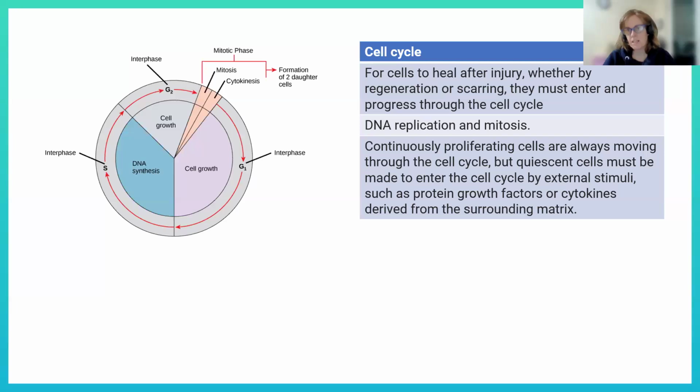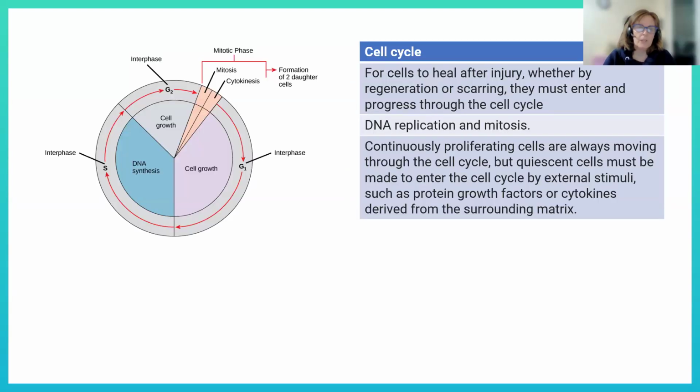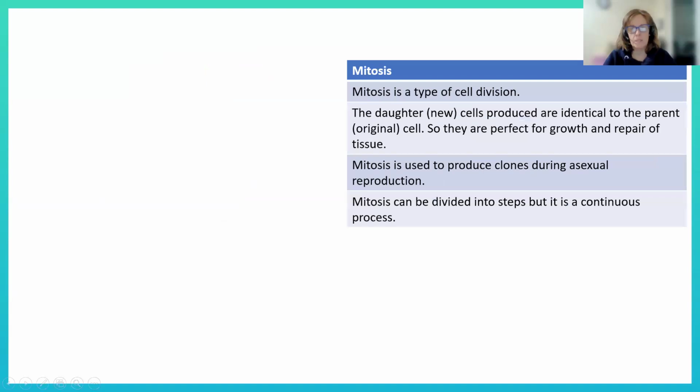Things like the skin, epithelial tissue that needs to be constantly replaced, these cell cycles are just going on anyway. So the cell division bit, the actual mitotic phase at the top there, is a type of cell division where new cells are produced that are identical to the parent cells, which is great if you're looking to repair damaged tissue because you can replace like with like.